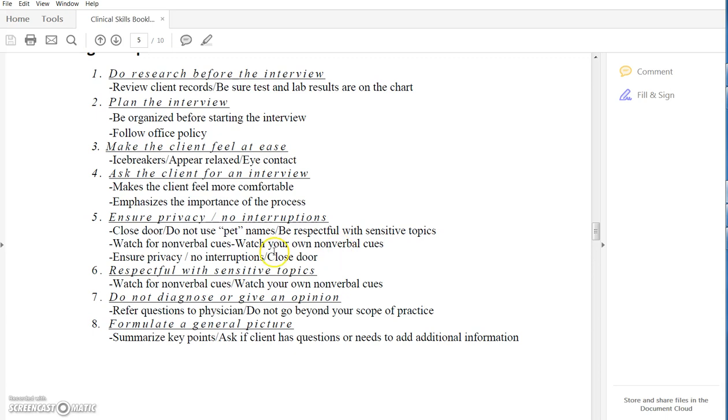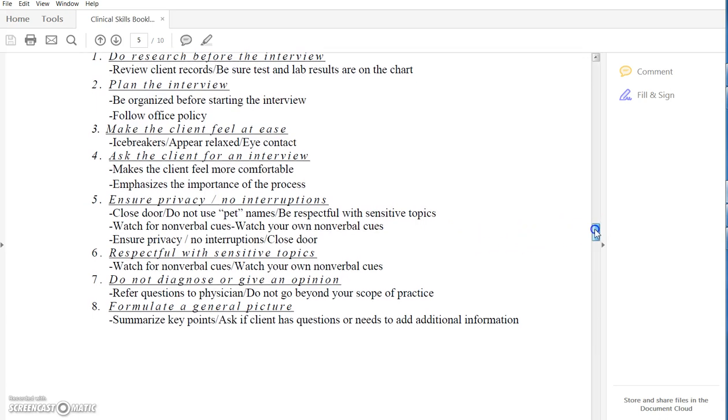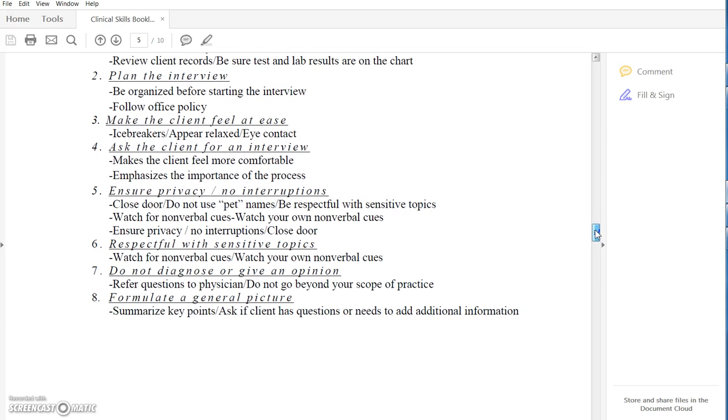Or what brings you to the office today? That will allow the client to open up and give you an idea of what the purpose is. We often refer to that as the chief complaint. Why is the client here today? Is their chief complaint. In the EMR, there's actually a section for the chief complaint to be recorded.